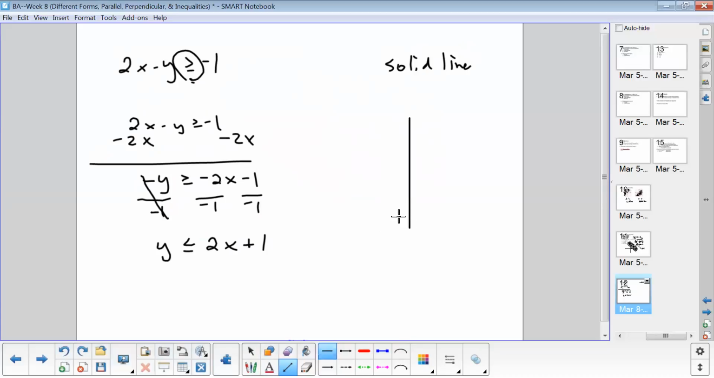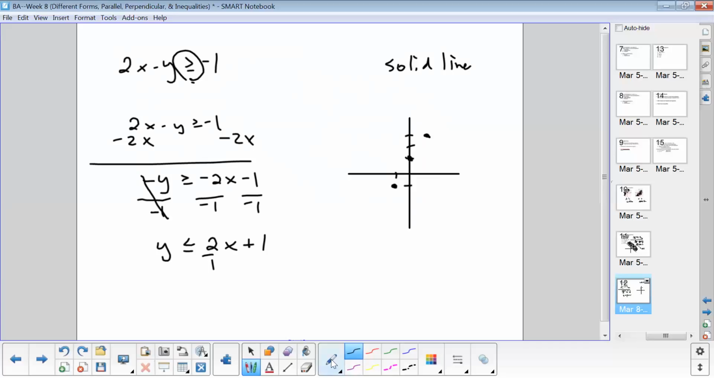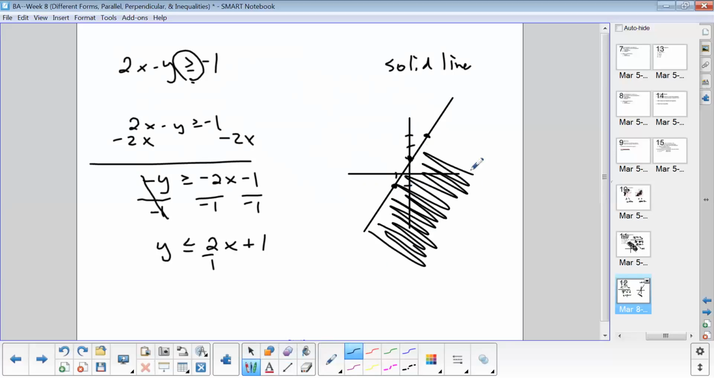So we'll do our sketch. And we're going to plot our intercept at 1. And then we're going to plot our slope of 2 to 1. Increase 2, increase 1, decrease 2, decrease 1, and it is going to be a solid line. Now I want everything less than or equal to. So all the values below this line, or less than this line, would work, okay?